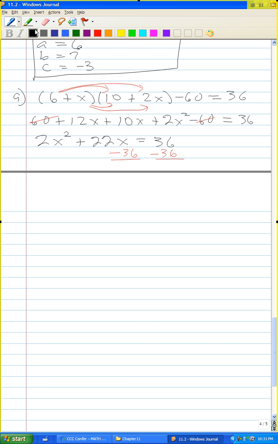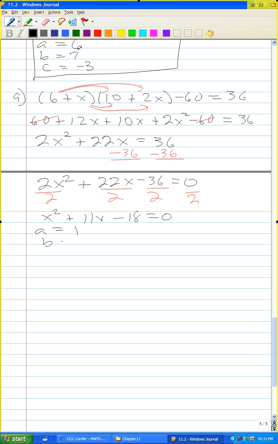And so 2x squared plus 22x minus 36 is 0. Let me divide everything by 2. That will make plugging into the quadratic formula much nicer. So you get x squared plus 11x minus 18 is 0. And so in this case, a is 1, b is 11, c is negative 18.